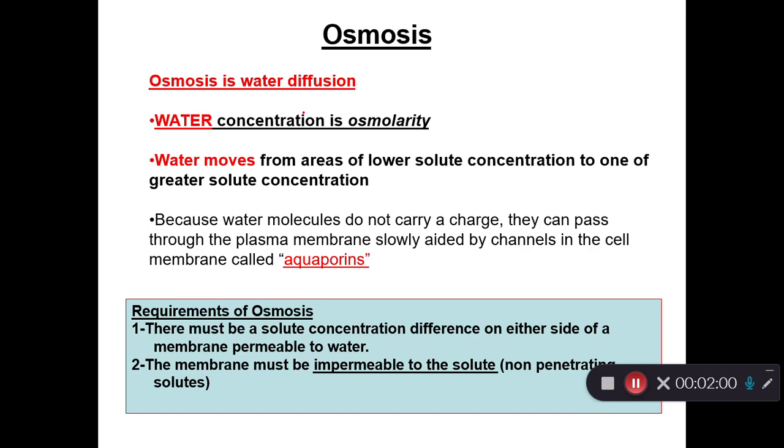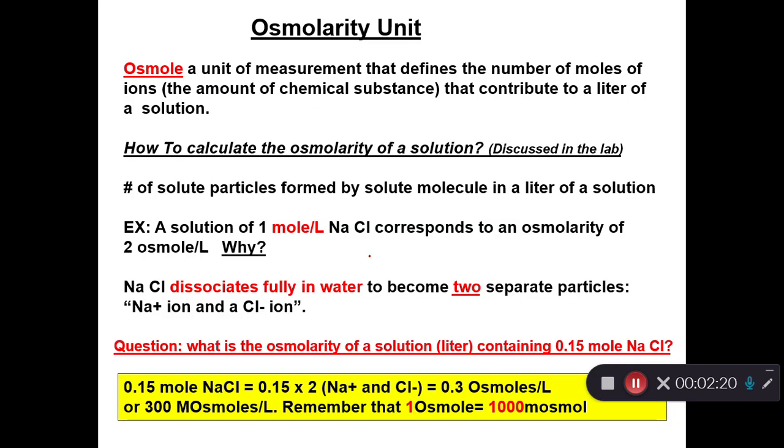The unit of concentration is the osmolarity, and water moves through channels that we call aquaporins. They are found in the cell membranes. So what is the unit of the osmolarity? The unit of the osmolarity is osmol, and each osmol has 1,000 milliosmoles.